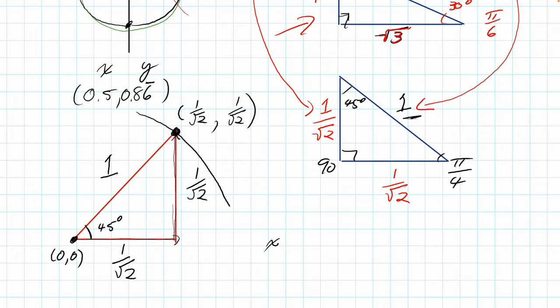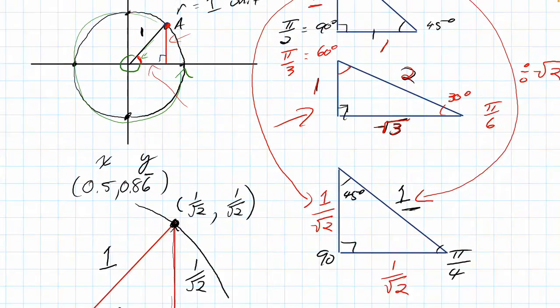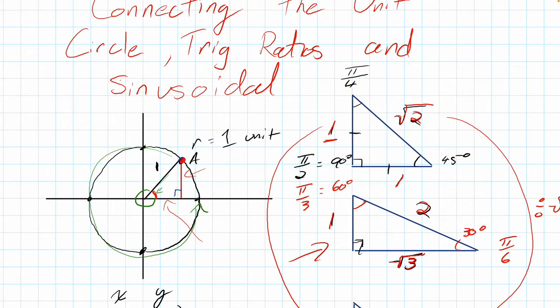Okay, so what we're doing is we're using a triangle to find out coordinates along this unit circle. Or we can go vice versa. We can get a coordinate and use it to find distances on the triangle. So why does this connect? Because triangles actually connect with all of our trig ratios.